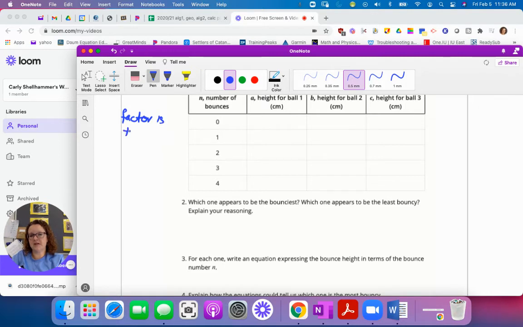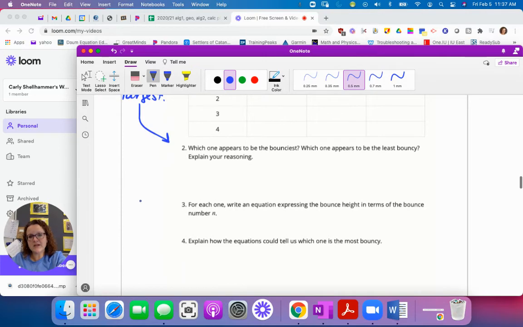Or the largest will be the bounciest. I'll see if I can find a tennis ball. My dog may have chewed them all up, but we'll look. Okay, so that would be the bounciest, the factor that's the largest. Least bouncy, the factor that's the smallest.